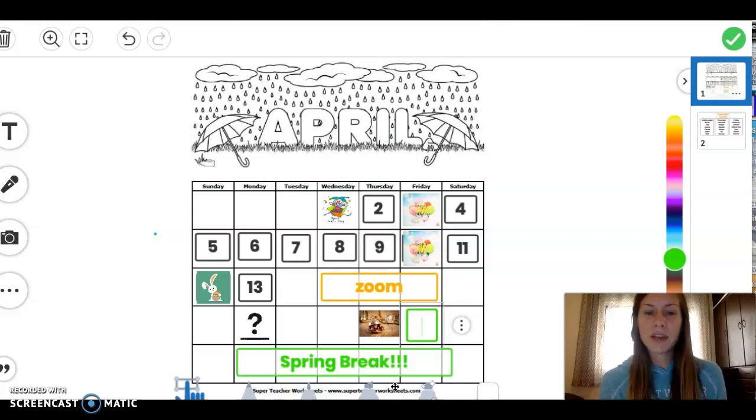I want to ask a question. How many days ago was Maya's birthday? Let's start on today and go back. 1, 2, 3. Maya's birthday was 3 days ago. Now, how many days until Ramadan? Let's start on the 13th, which is today. 1, 2, 3, 4, 5, 6, 7, 8, 9, 10. There are 10 days until Ramadan.